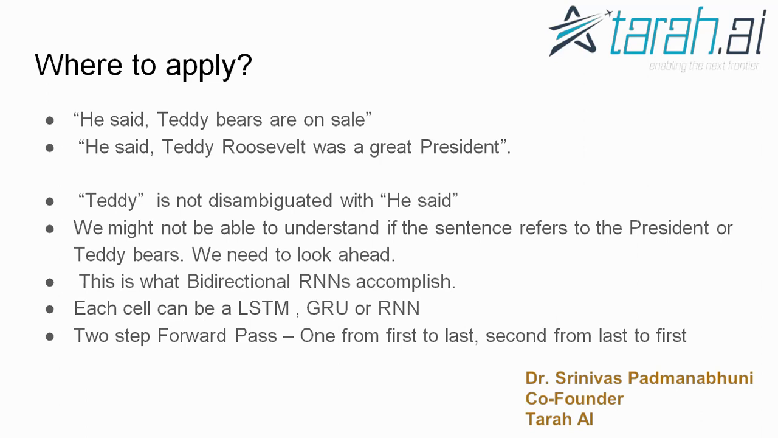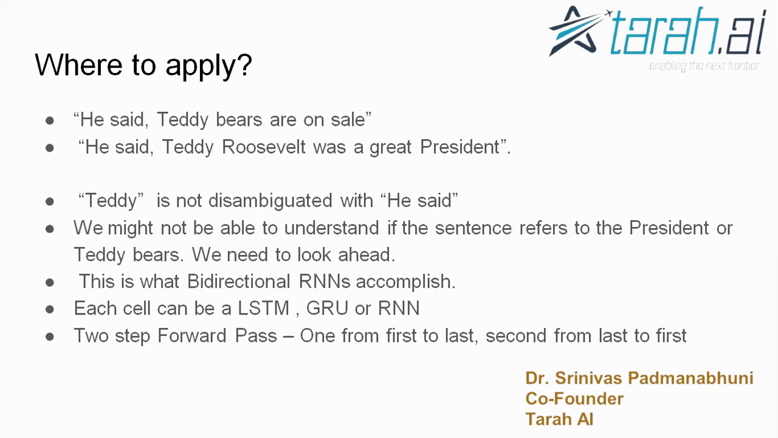On the other hand, if we had a bidirectional LSTM, or a bidirectional RNN, where each cell again can be a conventional RNN like we saw, or it could be a more complex structure like LSTM or GRU, which we're going to see in a little while, we should be able to resolve the reference to Teddy by looking forward and then going through the backward loop in the second pass, where we're going from the last word to the first word. There we will be able to resolve.